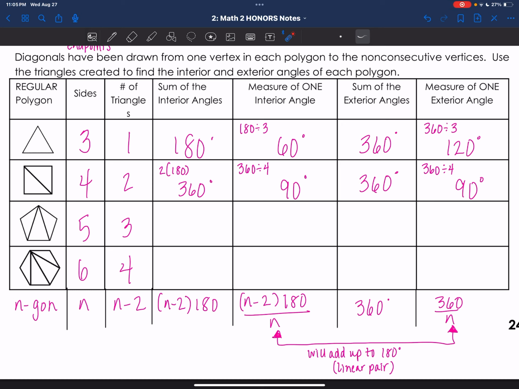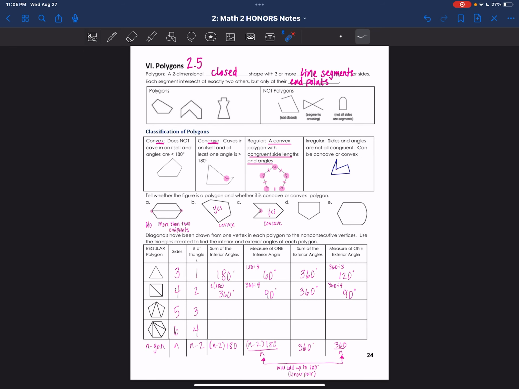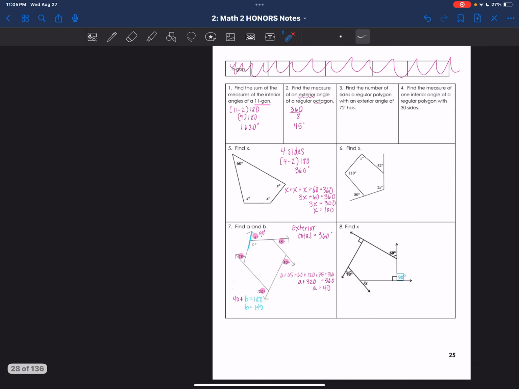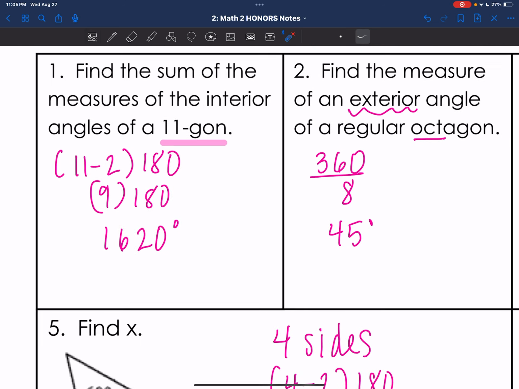And to figure out the measure of one interior angle, we're going to take N minus 2 times 180, but then we're going to divide by the number of sides. And like I said, everything here should be 360. And the rule here, just what we did here, is 360 divided by 4. Well, here it is 360 divided by N. And the reason why is because this one and this one make up a linear pair, which is 180 degrees. All right, so go ahead and make sure you finish the table. Get that all in, and then let's do a couple examples together.